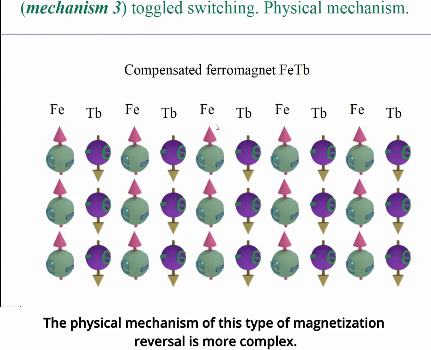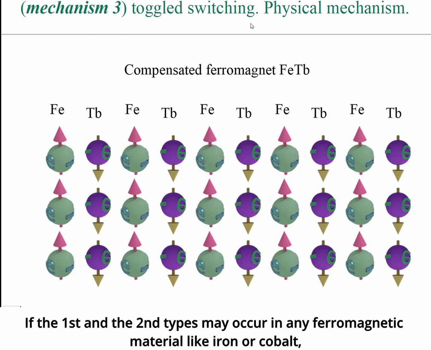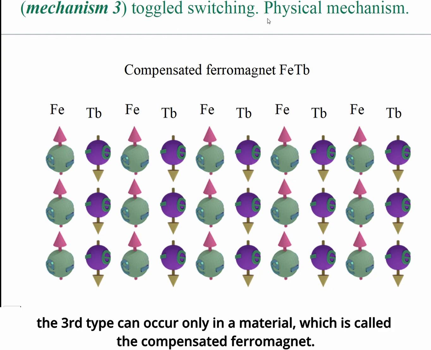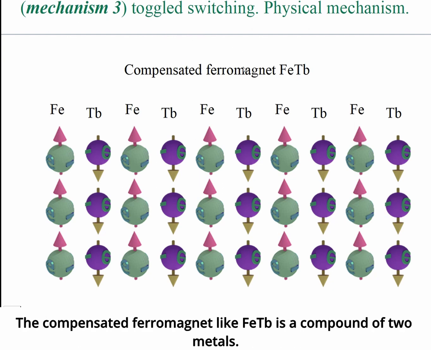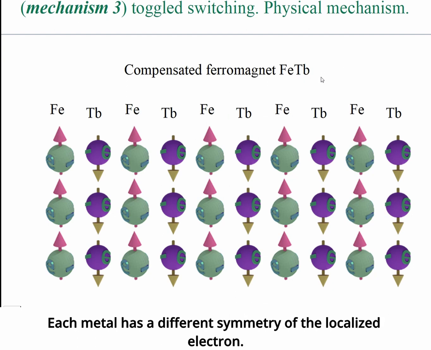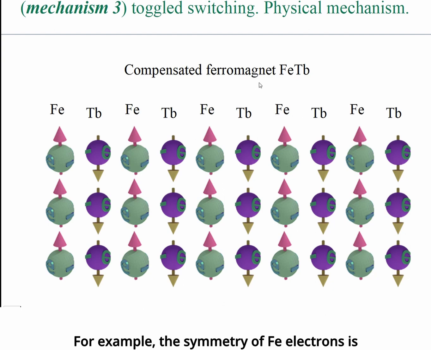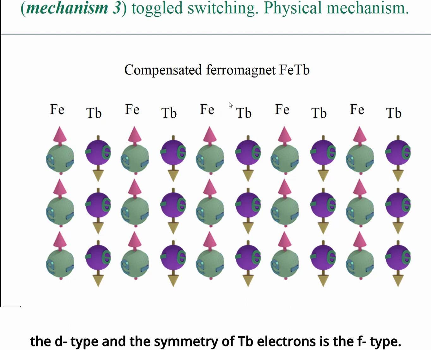The physical mechanism of this type of magnetization reversal is more complex. If the first and second types of magnetization reversal may occur in any ferromagnetic material like iron or cobalt, the third type can occur only in material which is called the compensated ferromagnet. The compensated ferromagnet, like iron terbium, is a compound of two metals. Each metal has a different symmetry of the localized electrons. For example, symmetry of iron electrons is a d-type, and the symmetry of terbium electrons is an f-type.